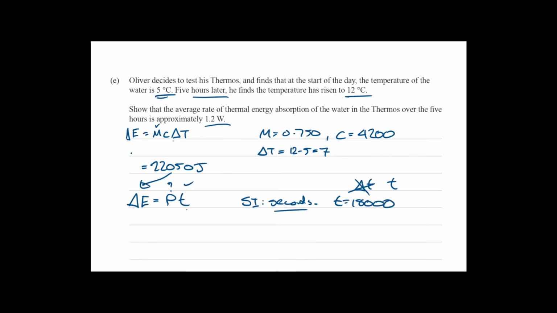So let's just do the algebra first before we put the numbers in. So we're going to divide both sides by T. They're going to cancel. So the power, the average power, is going to be the change in energy divided by the time it takes. And that's going to be 22,050 joules divided by 18,000 seconds. And now we can put it in the calculator.